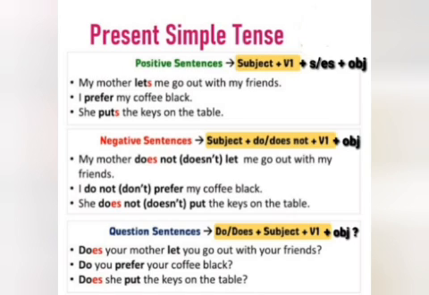Yes, then the third thing is how to write the question form of this simple present tense. So here you simply bring the auxiliary verb in front of the subject. So the format is do or does plus the subject plus V1 plus object. Like for example, does your mother let you go out with your friends?